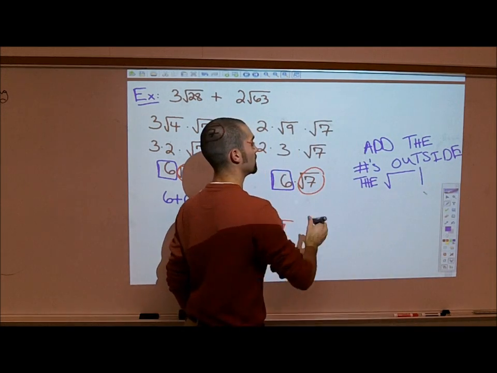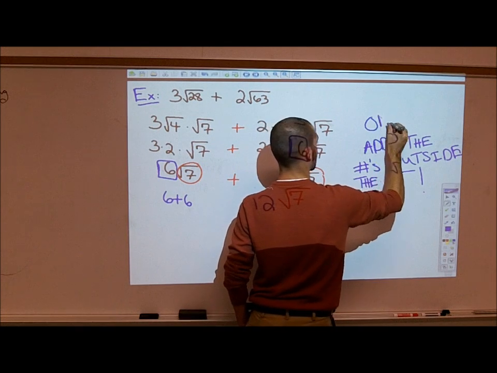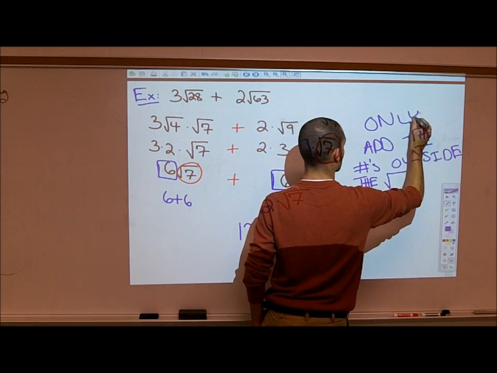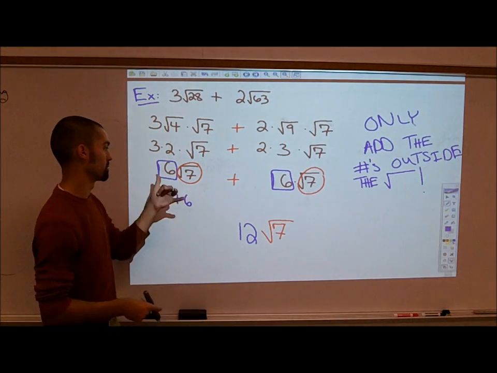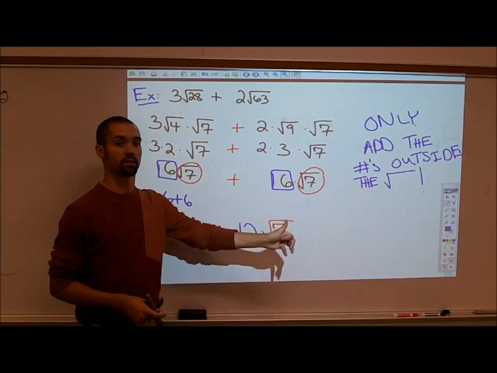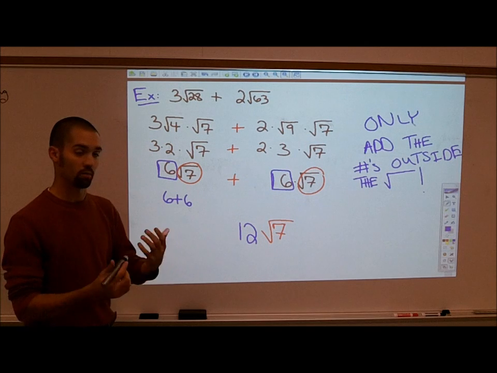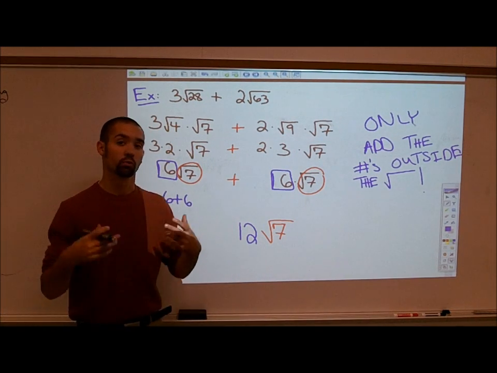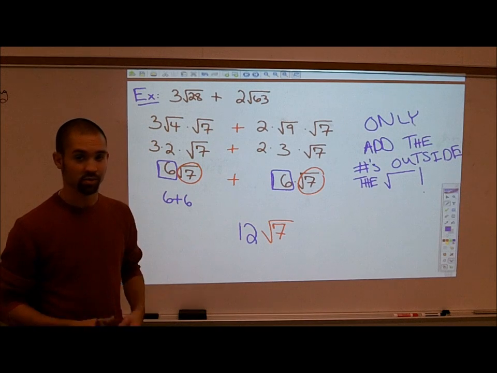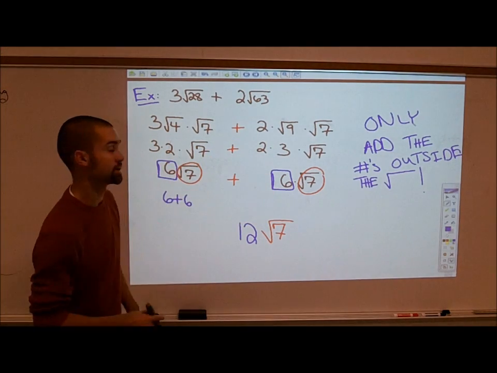Okay? We'll only add the numbers outside the square root. So we added the 6's, but not the 7's. Okay? So let's go on to the next problem. I know there's a lot of information there. Again, when you're watching the video, ask questions if you got confused at any one of these points. Okay?